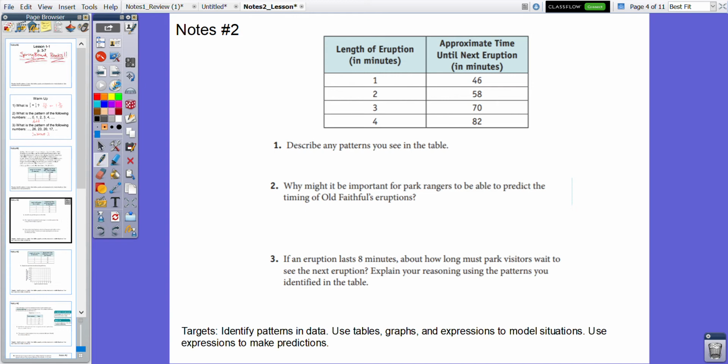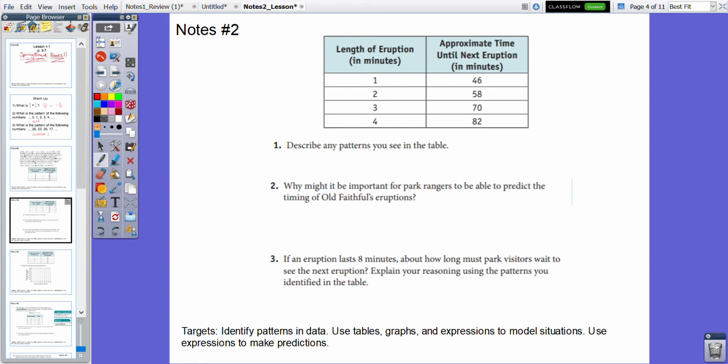Okay, well, if you look at the left side of the table, it says length of eruption in minutes. Okay, so you have 1, 2, 3, 4. So if an eruption lasts 1 minute, you have to wait 46 minutes for the next eruption. If it's 2 minutes long, you have to wait another 58 minutes. 3 minutes, you have to wait 70 minutes. And then a 4-minute eruption means you have to wait 82 minutes. So really right here, it's kind of a bland sequence. You're just adding one over to the other.